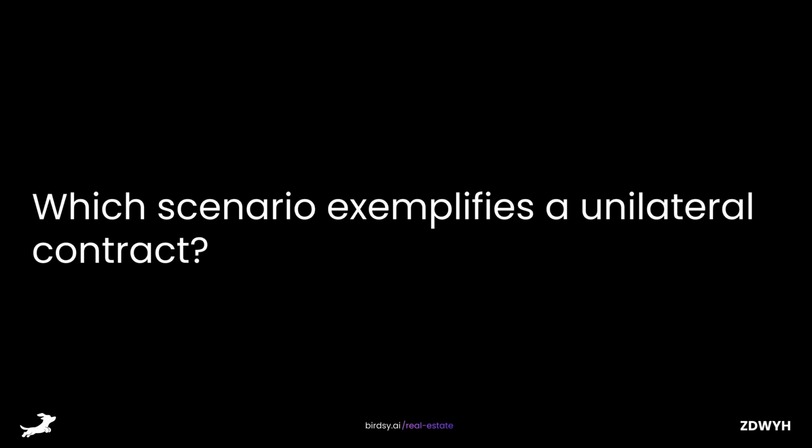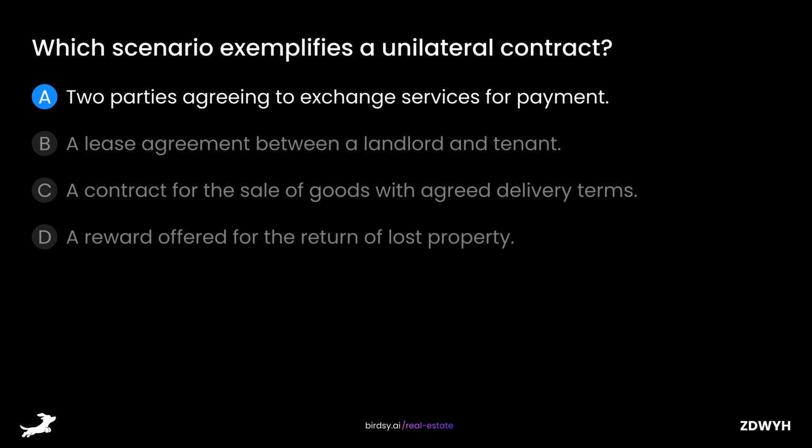Which scenario exemplifies a unilateral contract? Is it A, two parties agreeing to exchange services for payment? B, a lease agreement between a landlord and tenant? C, a contract for the sale of goods with agreed delivery terms? Or D, a reward offered for the return of lost property? The answer is D, a reward offered for the return of lost property.